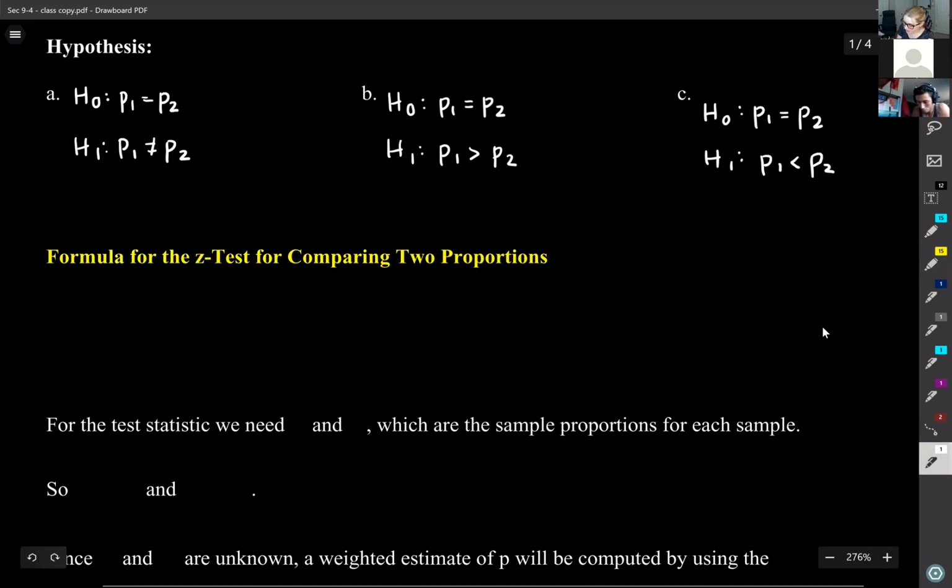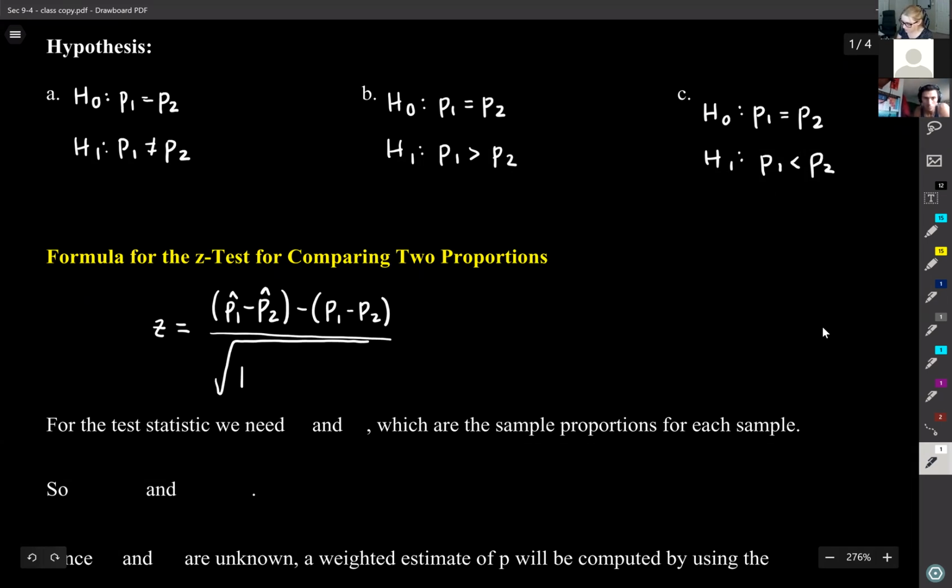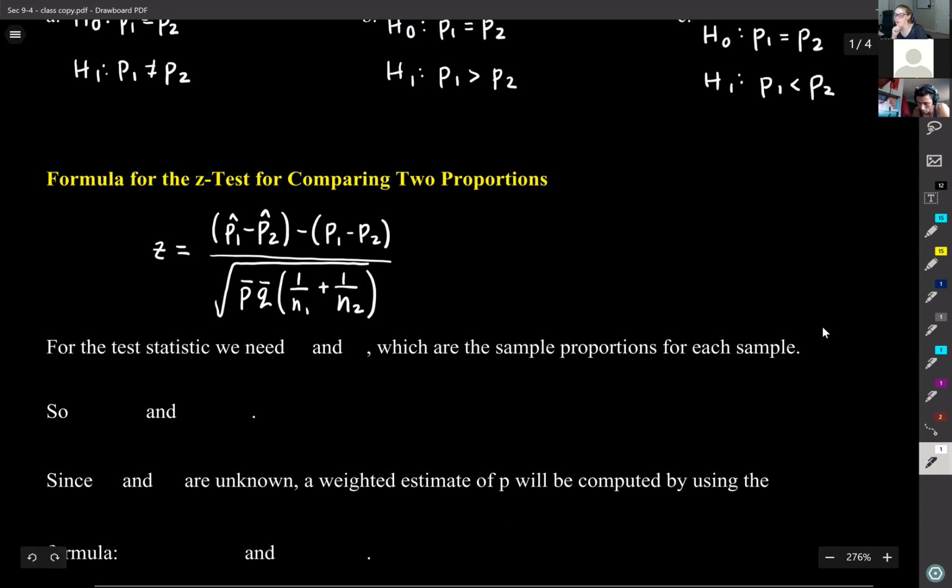So z is equal to, and this one looks a little complicated. It's P1 hat minus P2 hat, minus P1 minus P2, all over the square root of P bar Q bar times 1 over N1 plus 1 over N2. I would say this is probably one of the more complicated ones that we've seen.